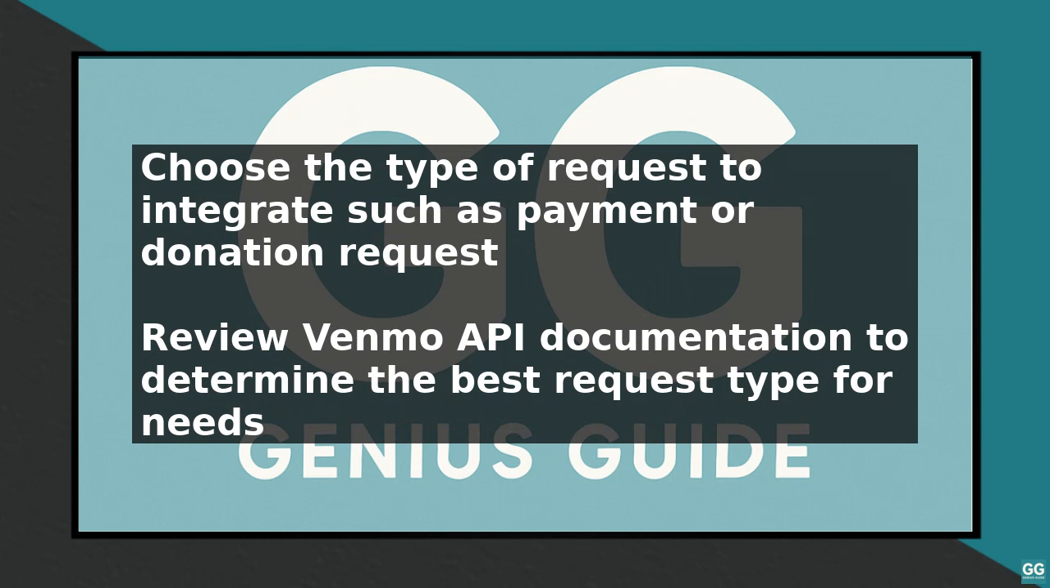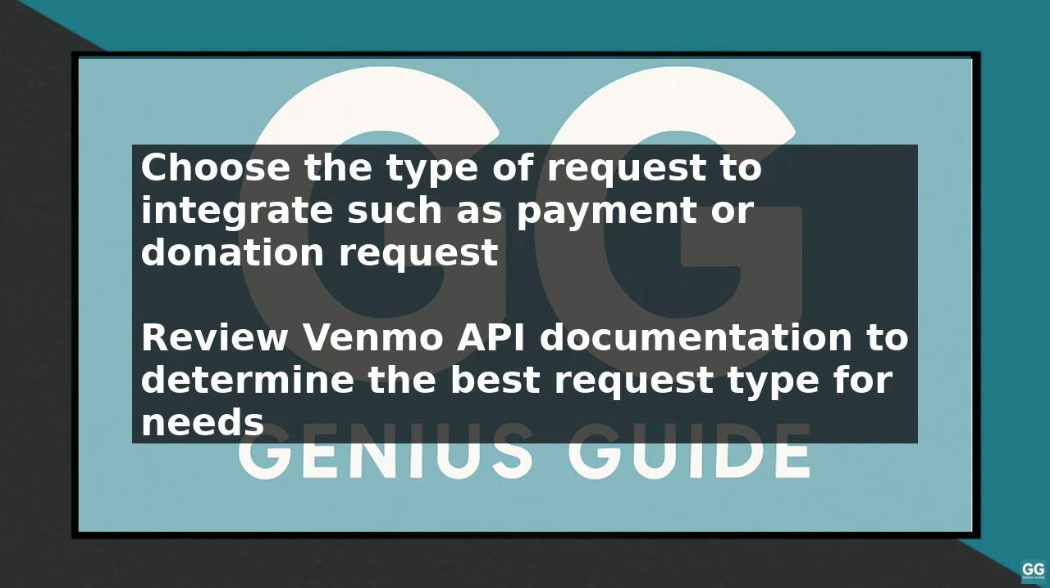Once you have chosen the type of request, you will need to collect the necessary information from the user, such as their name, email address, and the amount they want to request. You will then use this information to construct the request payload, which will be sent to the Venmo API.